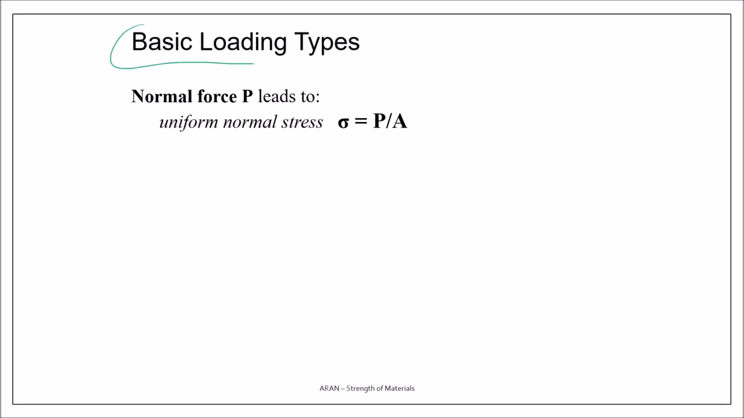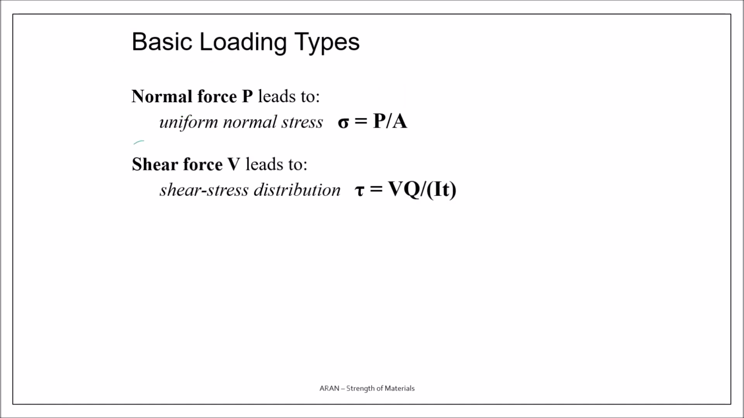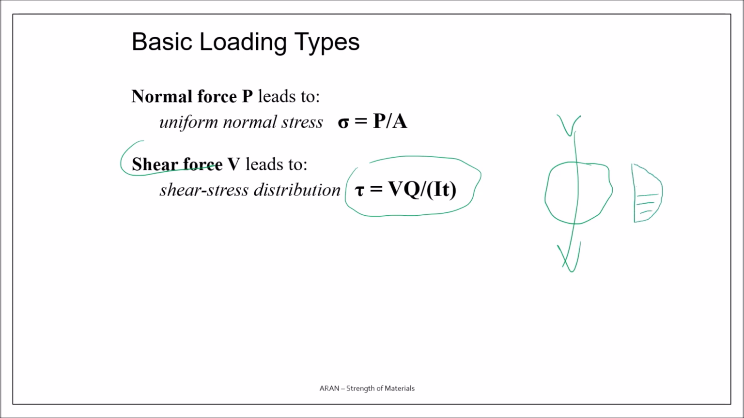Let us remember, this is the normal force. In this case, we will have a uniform distribution of normal stress, and you can calculate it as force divided by the area. In shear, we have this shear formula. If you have a section and a shear load, we know that the stress distribution is not uniform. On both the upper and lower surface, there is zero, and maximum on the neutral axis. For other sections, we have to use this formula.